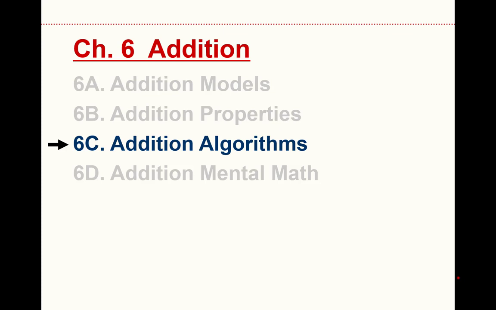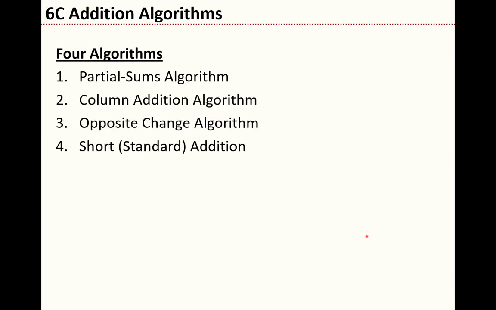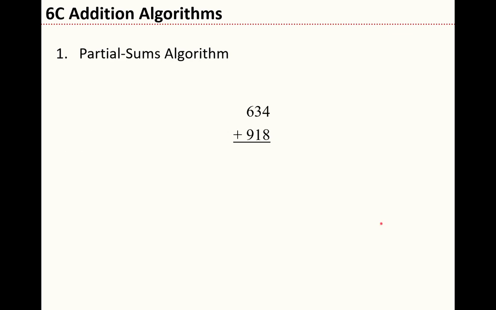Welcome back. We are continuing Chapter 6 on addition, and today we talk about 6C, addition algorithms. We'll cover 4 different algorithms for adding whole numbers together: the partial sums algorithm, the column addition algorithm, the opposite change algorithm, and then our short standard addition algorithm. All right, let's begin. Number 1, the partial sums algorithm.